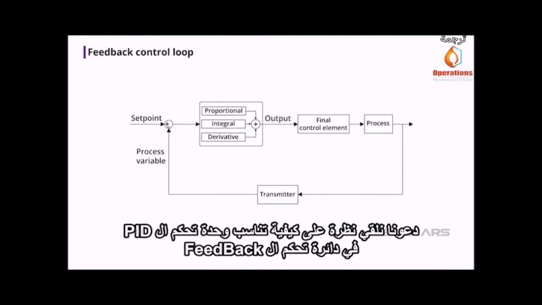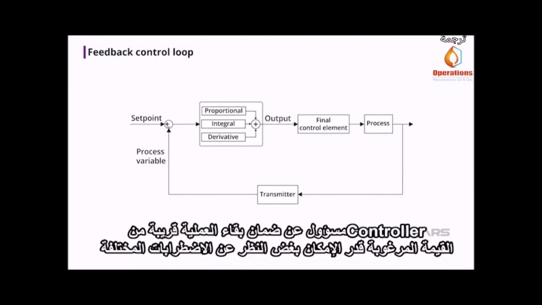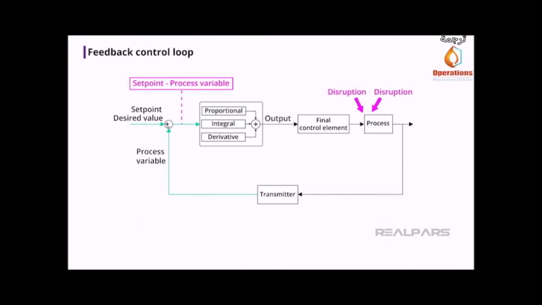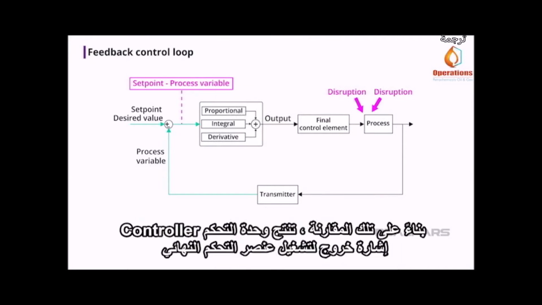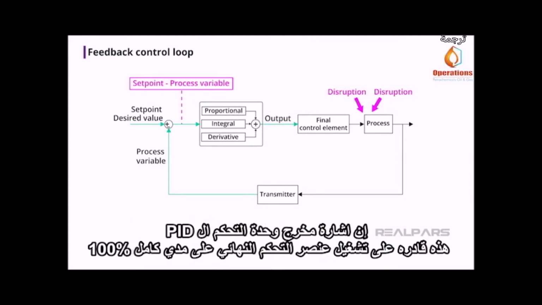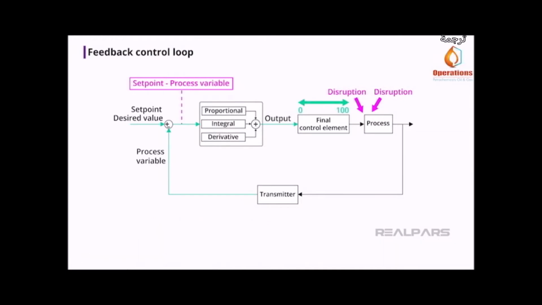Let's look at how a PID controller fits into a feedback control loop. The controller is responsible for ensuring that the process remains as close to the desired value as possible, regardless of various disruptions. The controller compares the transmitter process variable, or PV signal, and the set point. Based on that comparison, the controller produces an output signal to operate the final control element. This PID controller output is capable of operating the final control element over its entire 100% range.